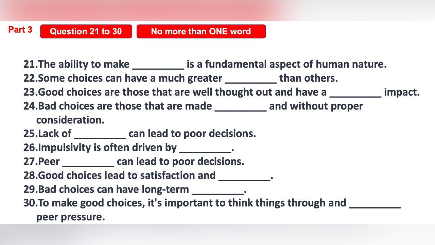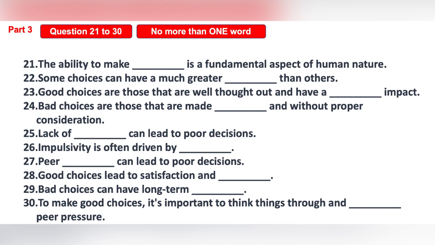On the other hand, bad choices are those that are made impulsively, without proper consideration, or that go against one's values and beliefs. These choices can have a negative impact on the individual and those around them, and can lead to regret and disappointment. They can also have long-term consequences, such as financial troubles, broken relationships, and even legal problems. One of the main reasons people make bad choices is the lack of foresight.